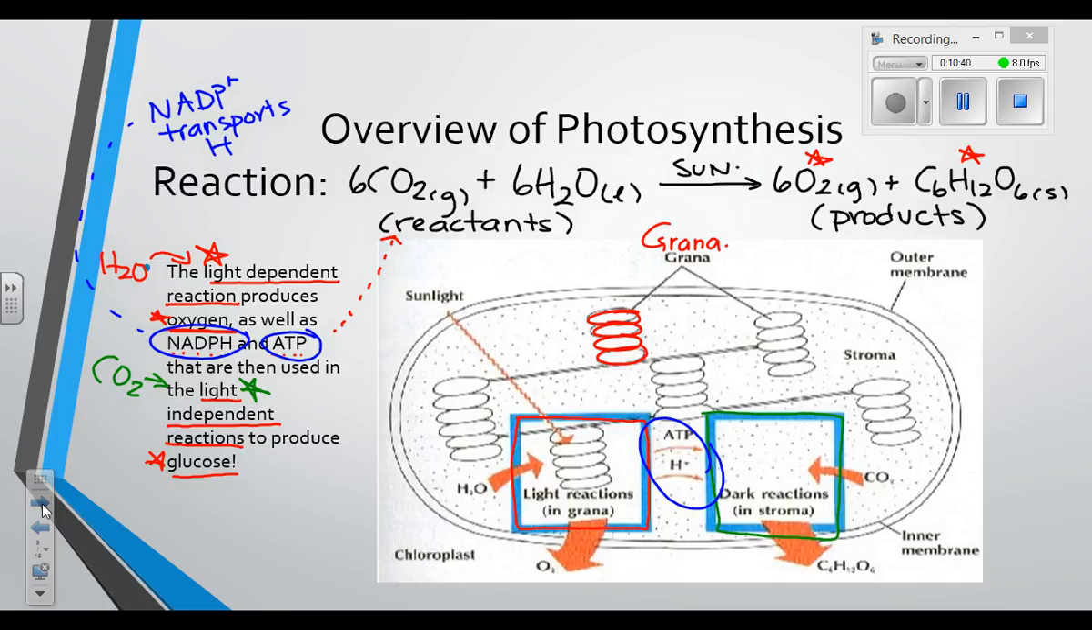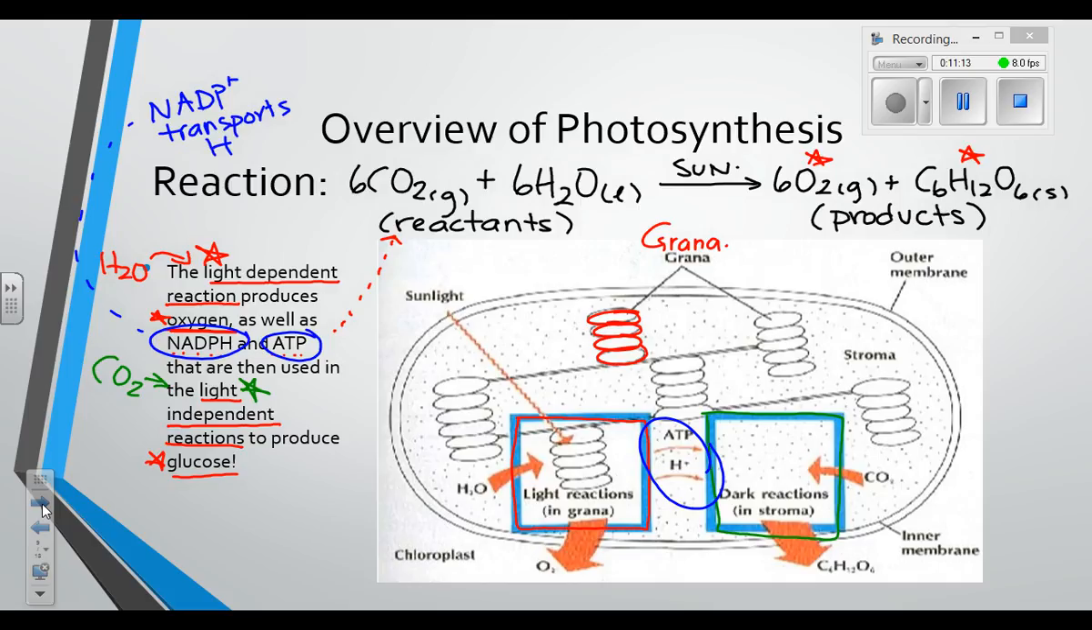So this is basically what's happening in the whole process of photosynthesis. In the grana, which are made of thylakoids, light is required, water comes in, oxygen goes out. In the stroma, where light is not required, CO2 comes in, glucose comes out, and those two products I circled in blue, NADPH and ATP, that I made in the first part, get used up. So they're not in the overall reaction because I use them.